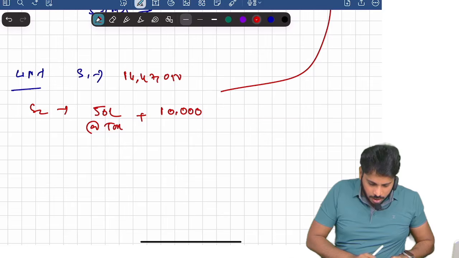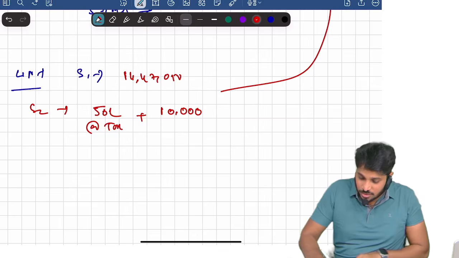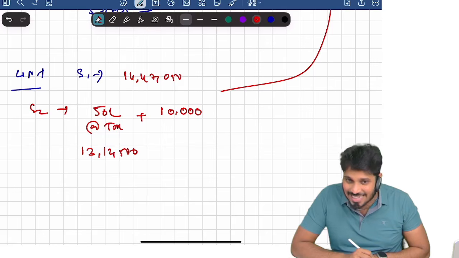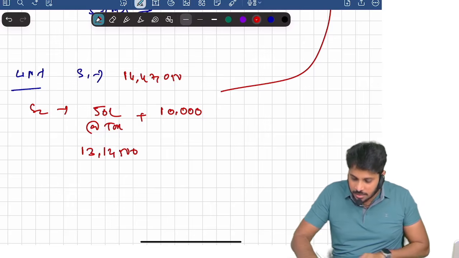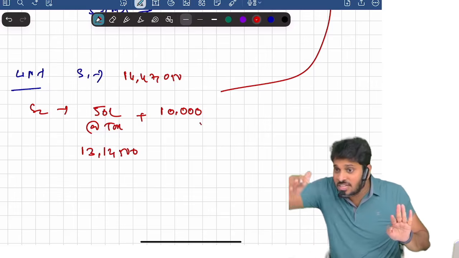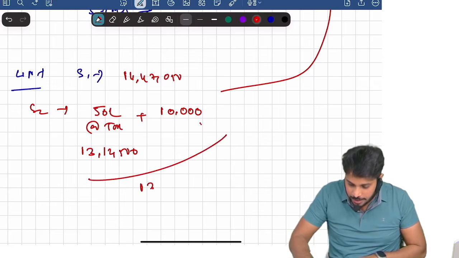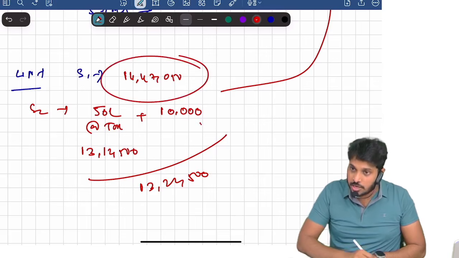40 lakh into 30% is 12 lakh. And up to 10 lakh, 1 lakh 12,500. Add, that is 13 lakh 12,500. Correct? Yes or no? If at all I have only 50 lakh income and the extra 10,000, I am ready to pay the 10,000 fully. So my tax would be 13 lakh 22,500. But you're asking me 14 lakh 47,050.